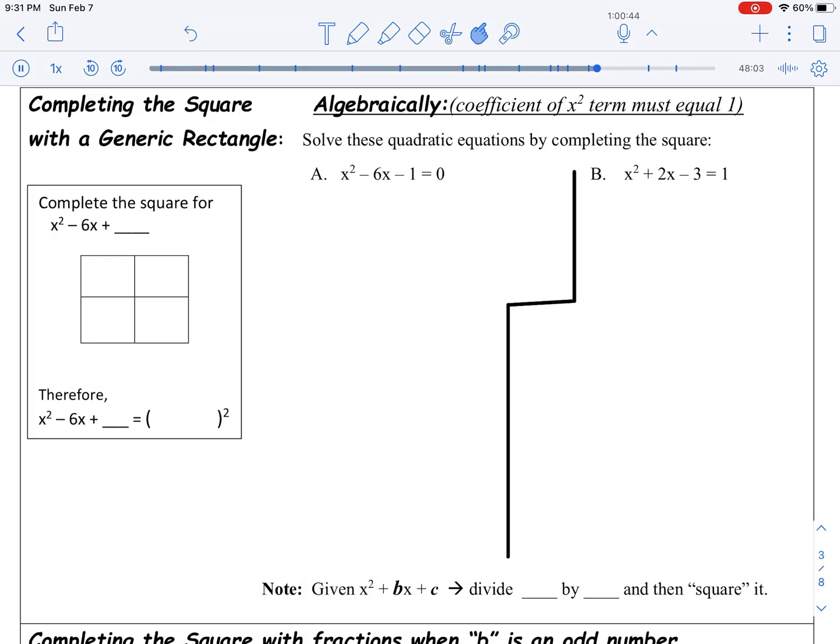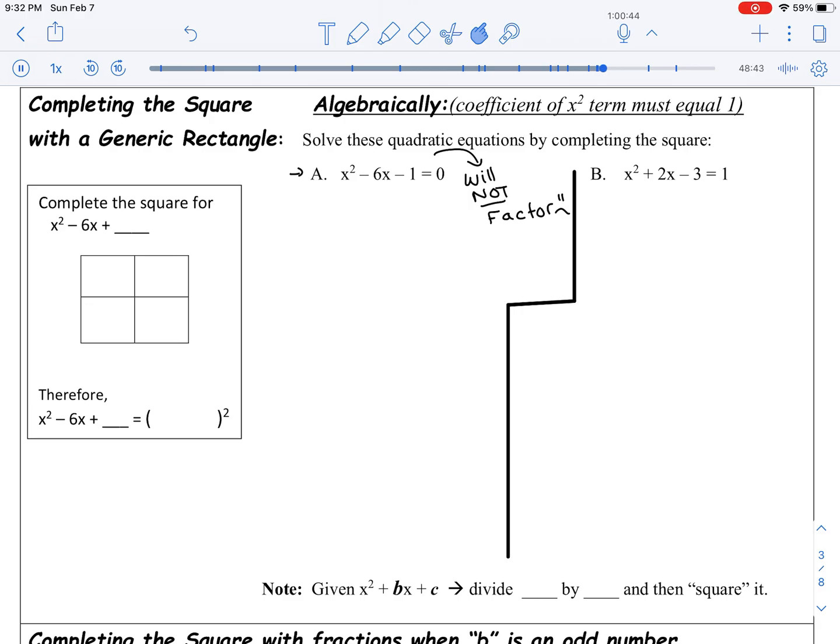Hi, Math 2. Let's take a look at completing the square using a generic rectangle. As we've talked about, we've learned how to solve quadratic equations, but so far only using the zero product property. Sometimes we run into an equation like x squared minus 6x minus 1, and we ask, can I write this as a zero product property in factored form? But this does not factor.